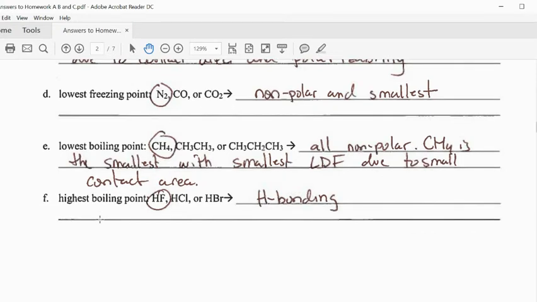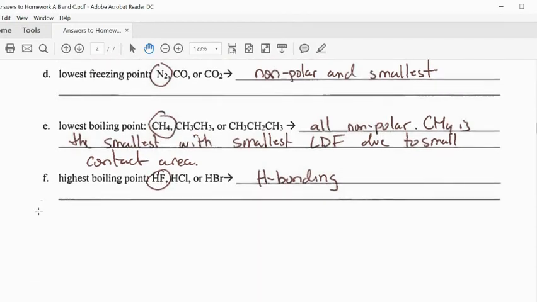Which one would have the highest boiling point? Which one would be the hardest to break apart? So higher boiling point, hard to break apart. Low boiling point, easiest to break apart. So HF would be the hardest to break apart of those because it would have hydrogen bonding.